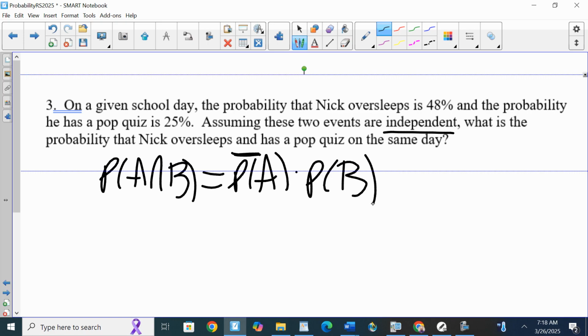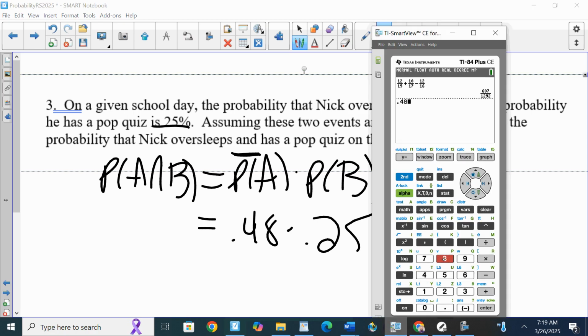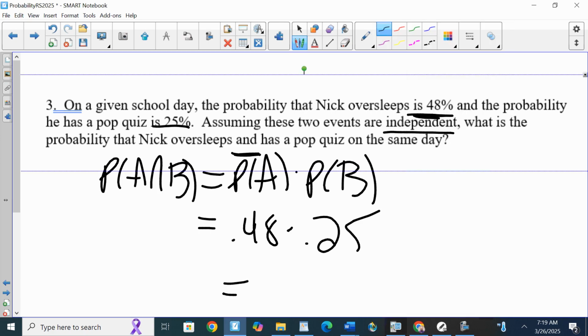With percents, we always want to make it multiplication. P of A is 0.48. P of B is 0.25. 0.48 times 0.25 is 0.12. You can leave it as 0.12. You can make it back into a percent. I would leave it as a decimal, just to keep it simple.